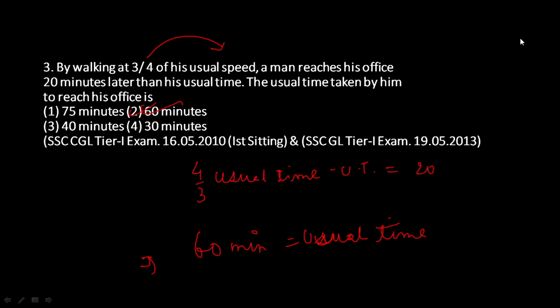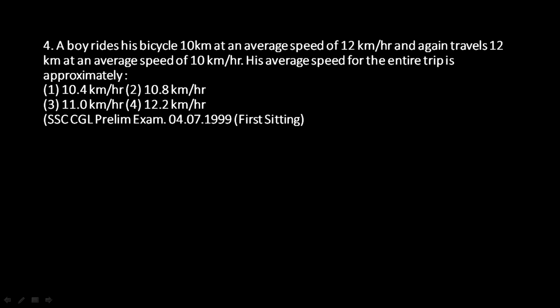Moving to the next one. A boy rides his bicycle 10 km at an average speed of 12 km per hour and again travels 12 km at an average speed of 10 km per hour. His average speed for the entire trip. What we have learned earlier is that average speed is equal to total distance upon total time.